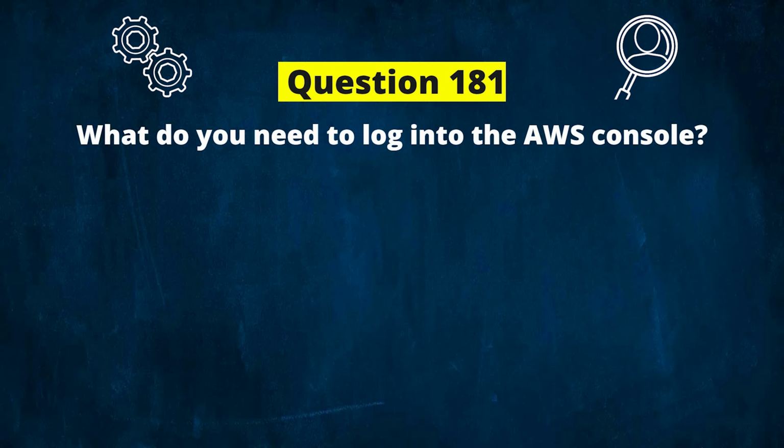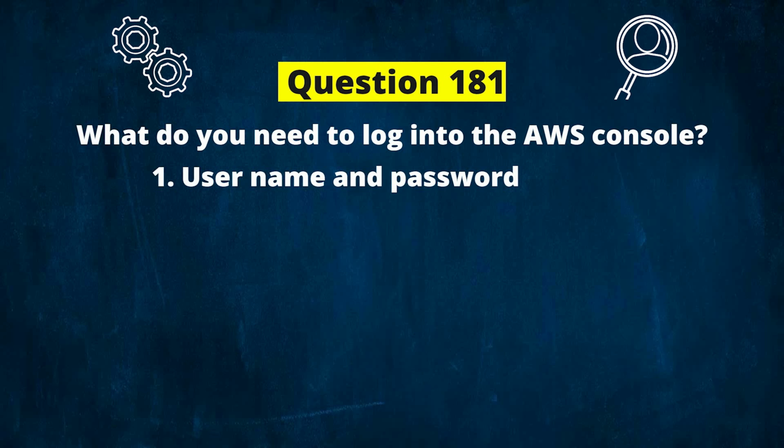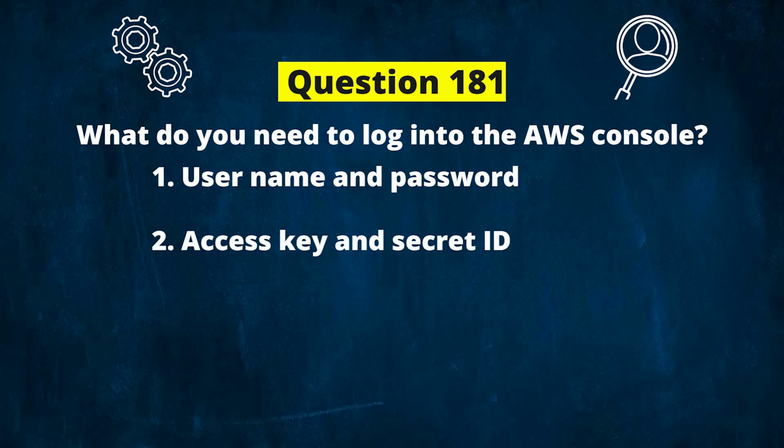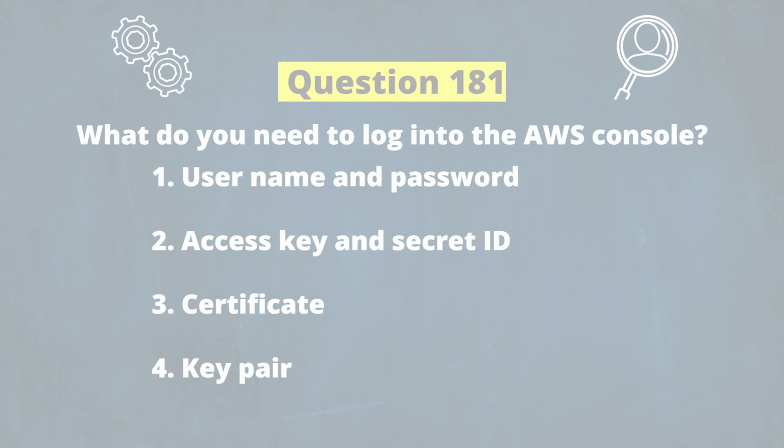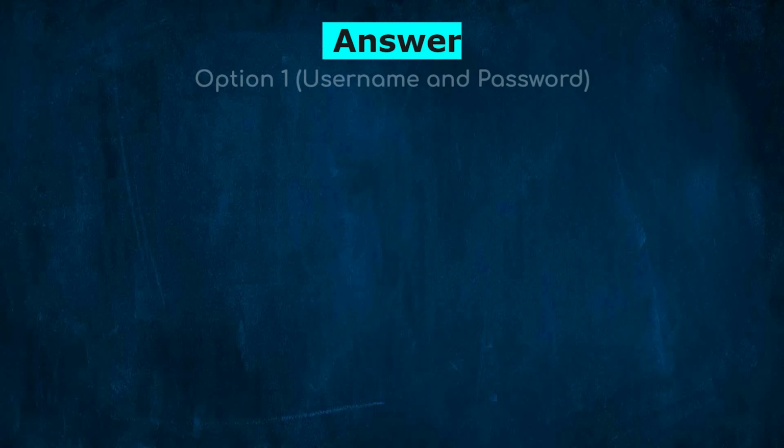Question 181. What do you need to log into the AWS console? Now the options are: Option 1. Username and password. Option 2. Access key and secret ID. Option 3. Certificate. Option 4. Key pair. And the correct answer is Option 1.